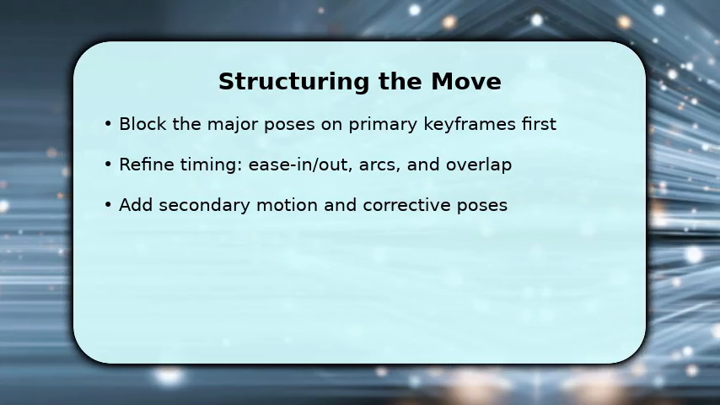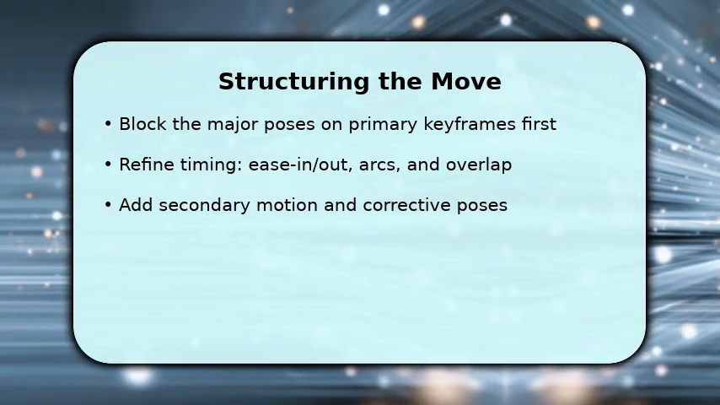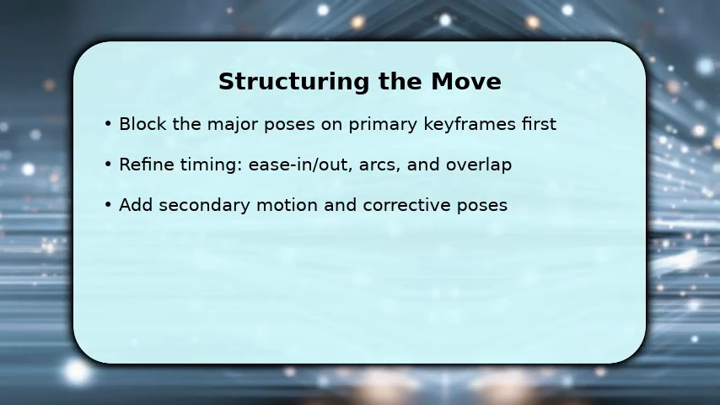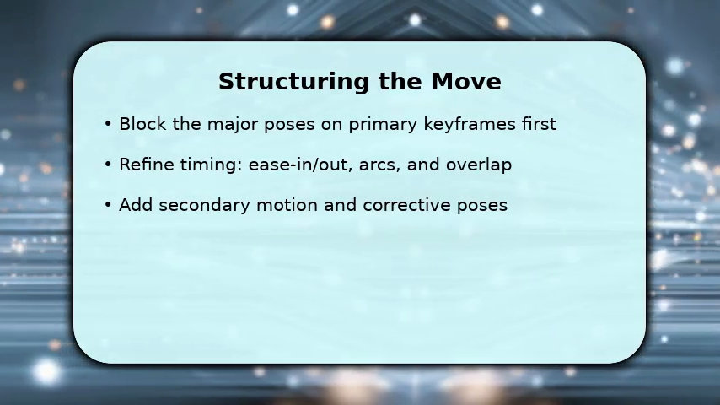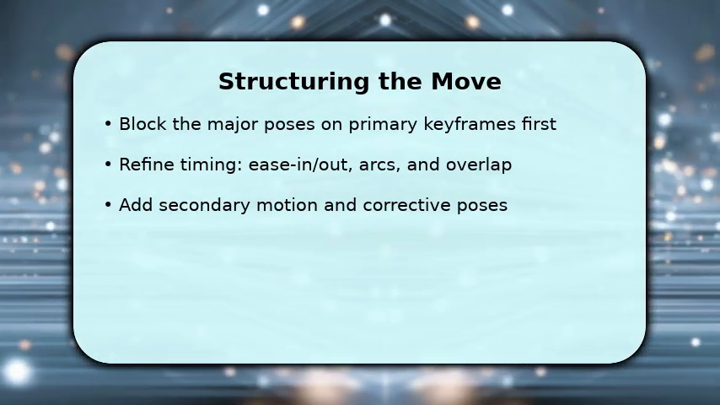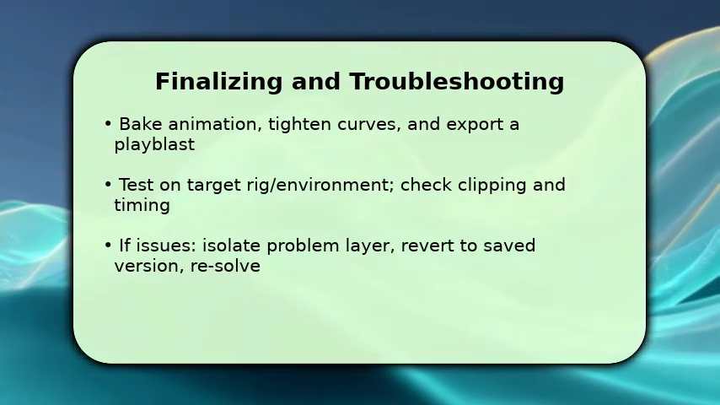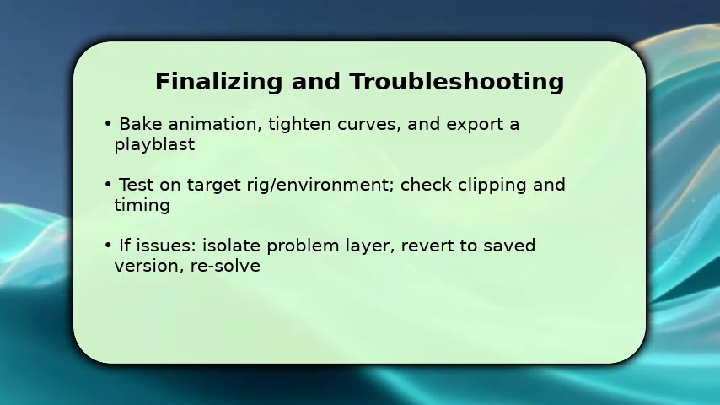You should create corrective poses for any geometry or joint collapse and adjust constraints to avoid pops. As you progress, scrub frequently and toggle layers to compare before committing. You finalize by baking controls and cleaning up animation curves so the motion is stable across platforms.